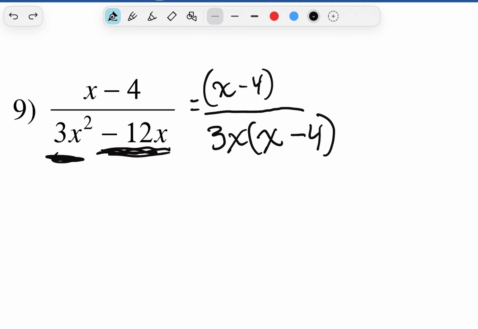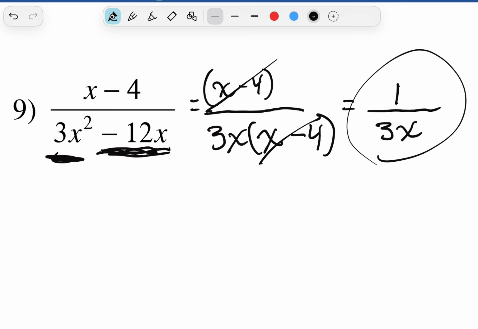So isn't that convenient? Now we have an x minus 4 on the top and an x minus 4 on the bottom. We can cross those out. So we're left with a 3x on the bottom. A lot of students ask, what do I do when I've canceled everything out of the top, right? We can't put a 0 because that wouldn't make any sense. So we leave a 1 as a placeholder here. And your final answer would be 1 over 3x.